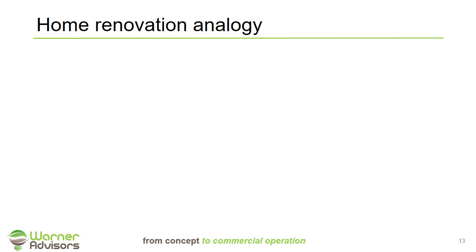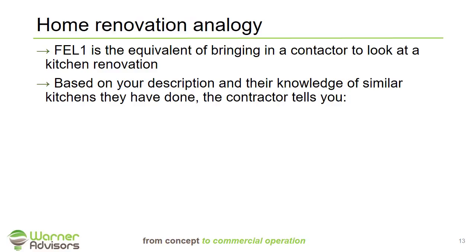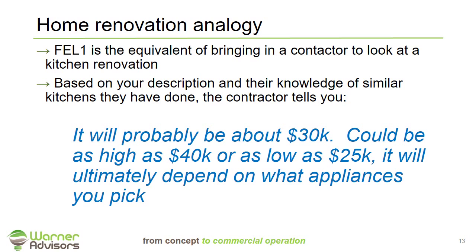So I'm going to use this point to give one of the home renovation analogies. How does FEL1 compare with a contractor coming in to look at, say, a kitchen renovation in your house? You bring in this contractor and you're going to describe what you're trying to do. We're going to knock out these countertops, put a new fridge in there, do this work over here. After listening and walking around, the contractor is going to tell you, well, based on what you've told me and having built similar houses like this, it's probably going to cost about $30,000. Could be as high as $40,000, could be as low as $25,000, but it's really going to depend on the appliances you pick and how you want them laid out in the end.